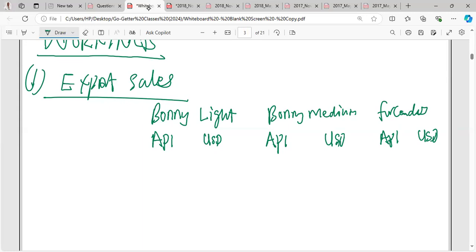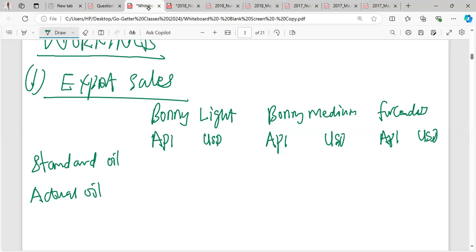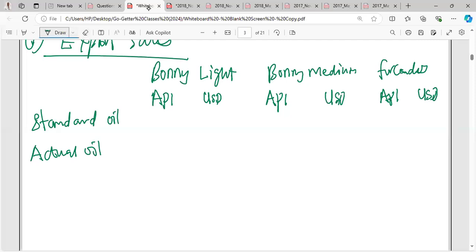Okay, so we'll start now with this is standard. This is standard. So let me say standard oil. This is actual oil. Then the next will be difference. Okay, so let's do that now.